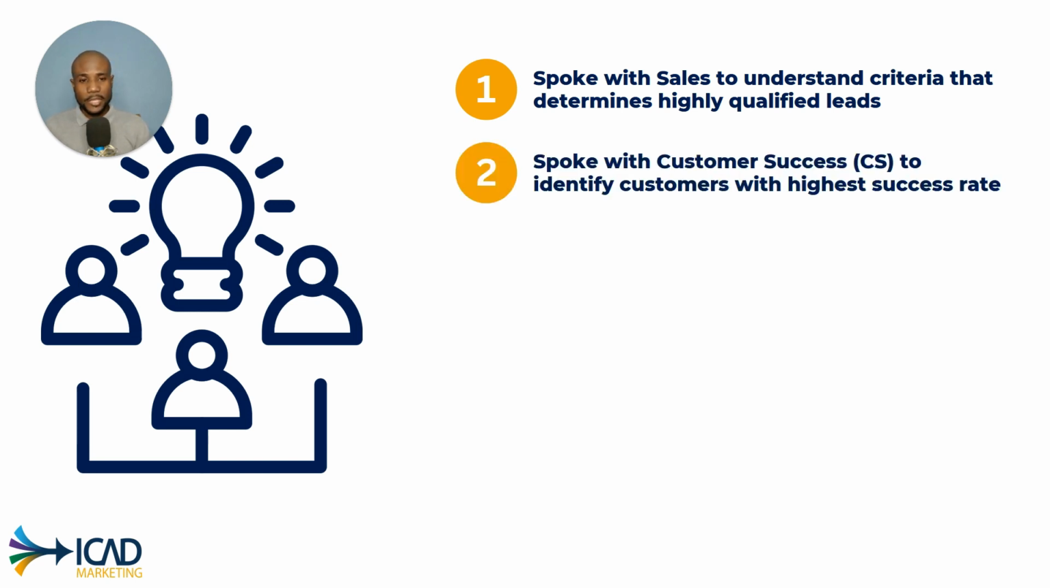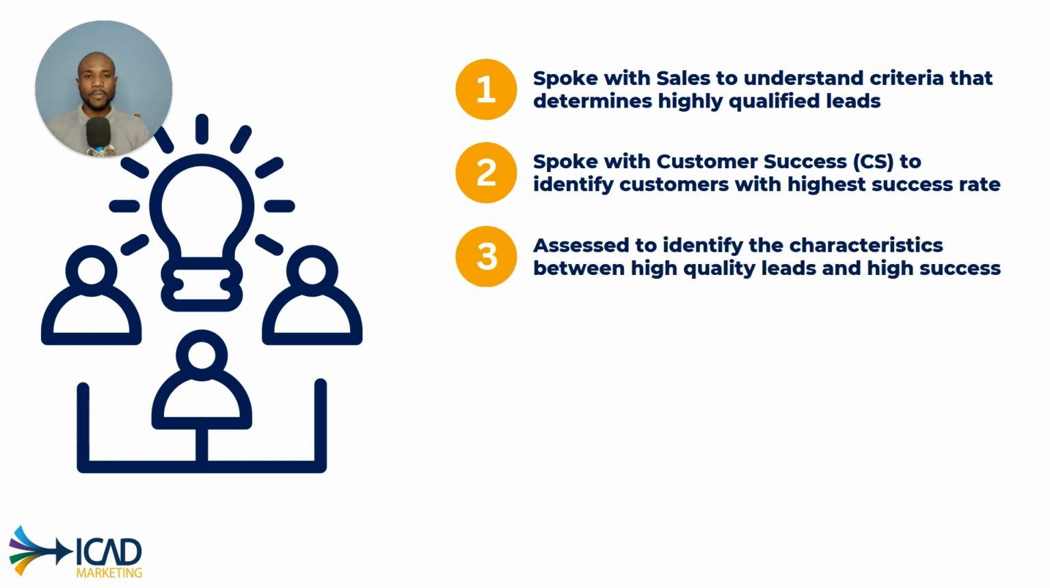The second set of stakeholders we spoke to was customer success, to identify customers with a higher success rate, meaning the customers that seem to get the highest success, the highest benefit, and the highest value from this particular product. The third thing we did was assess the characteristics shared between high quality leads and high success rate leads, or should I say high success rate customers.